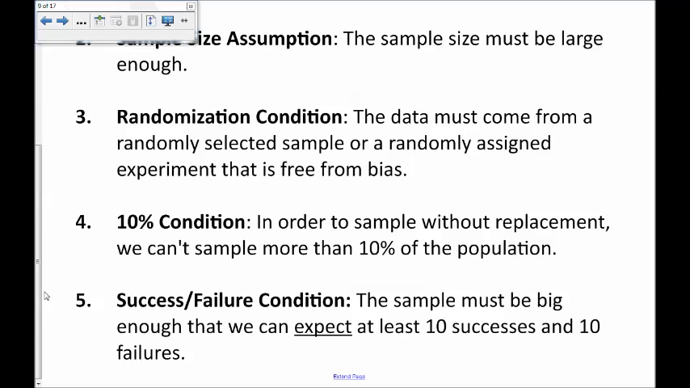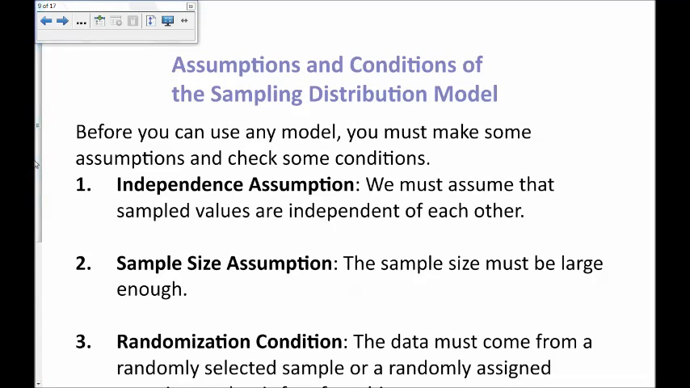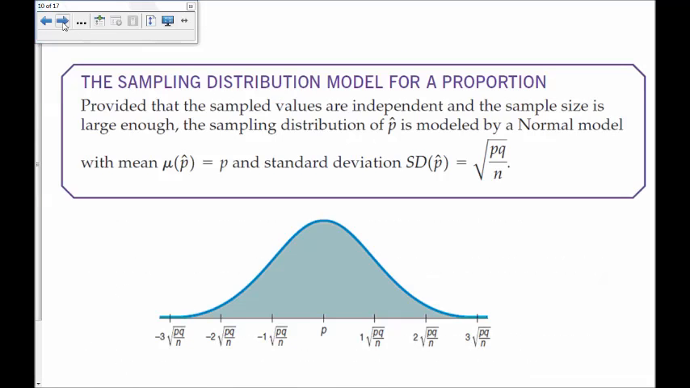The last one is called the success/failure condition. Our sample must be big enough that we can expect at least 10 successes and 10 failures. Those are the assumptions and conditions in order to use a sampling distribution model. Here is the purple box from the textbook about the sampling distribution model for a proportion, provided that the sampled values are independent and the sample size is large enough. The sampling distribution has a mean of p and a standard deviation of the square root of pq over n.